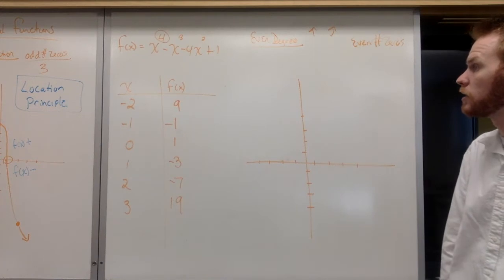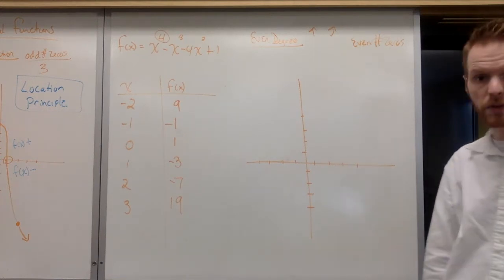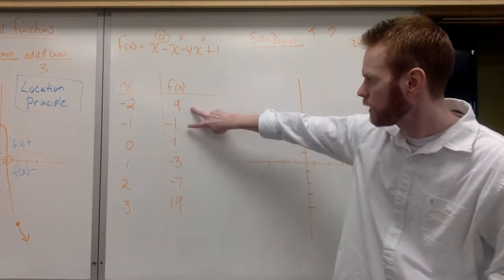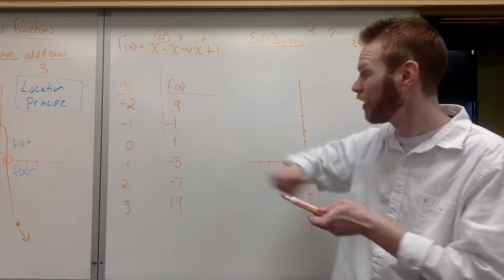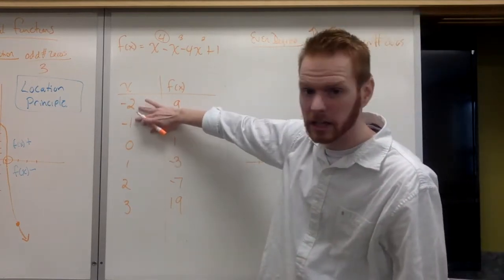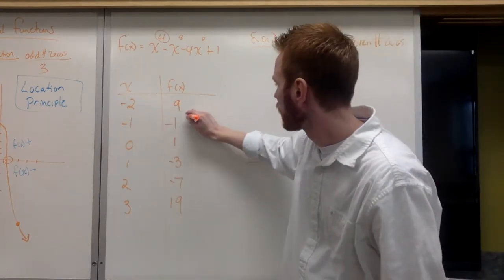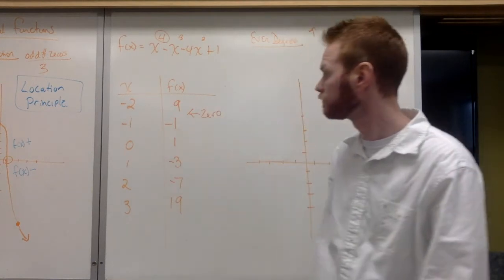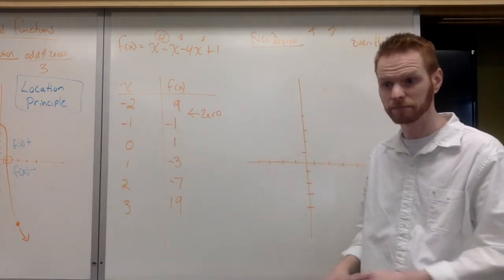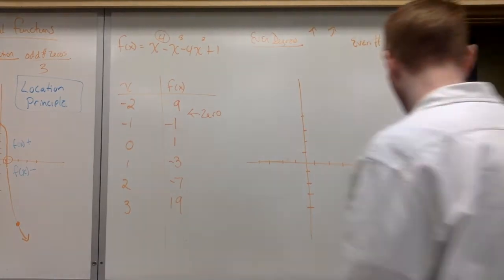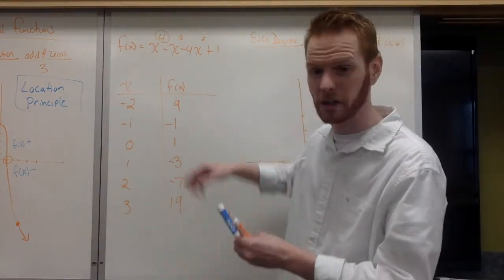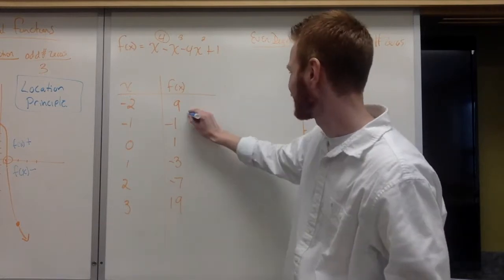So let's go ahead and locate the zeros. And remember, that's where the sign changes. So at the very beginning, notice how it goes from 9 to -1. So that means between the x values -2 and -1, I have a zero. So there's one zero there. I'll do it in a different color, my blue marker. There's a zero there.